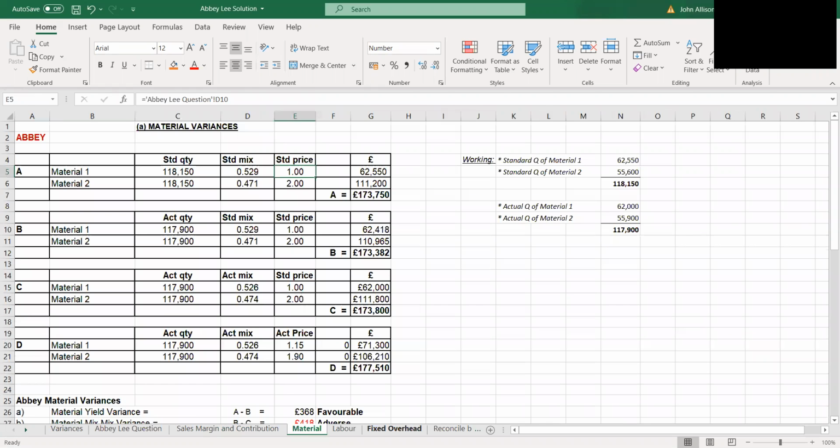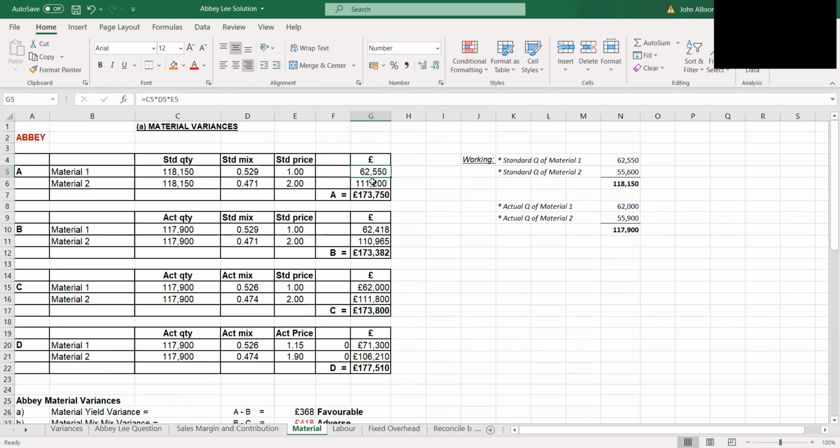So again, in the material costs, we plug in the £1 for material 1, £2 for material 2. Then we've got all the numbers we need. So we just multiply through here. So to get the 62,000, it will be the 118,150 multiplied by the 0.529 multiplied by the 1.